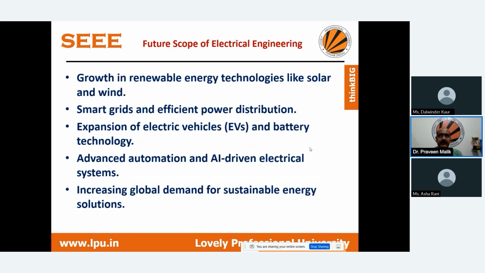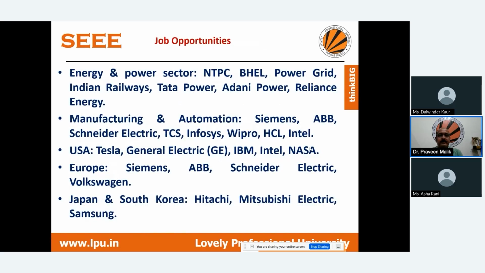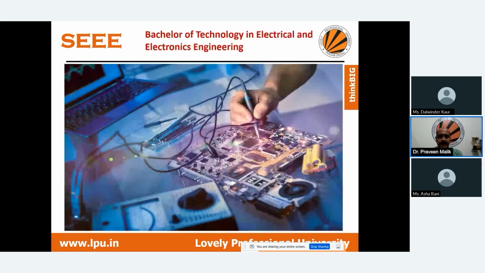As far as the future scope of EE is concerned, BTech EE has advanced automation and AI-driven electrical systems, which we are teaching to our students. And expansion of electric vehicles, EV, and battery technology is also there, which we are going to talk to our students about. Yes, of course, there is increasing global demand for sustainable energy solutions as far as electrical engineering is concerned. Now, if you ask about job opportunities, once again, many companies are working in EE, like Siemens, TCS, Infosys, Wipro, HCL, Intel, and Tesla. Yes, Tesla is also there, or GE, which is one of our older companies. This is also working in the field of EE, which is electrical engineering.